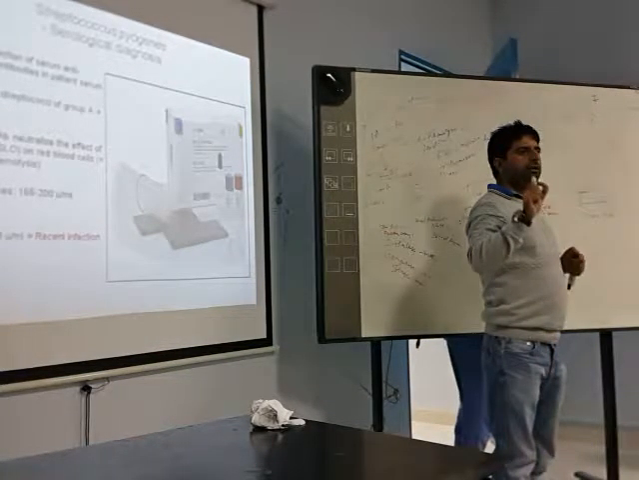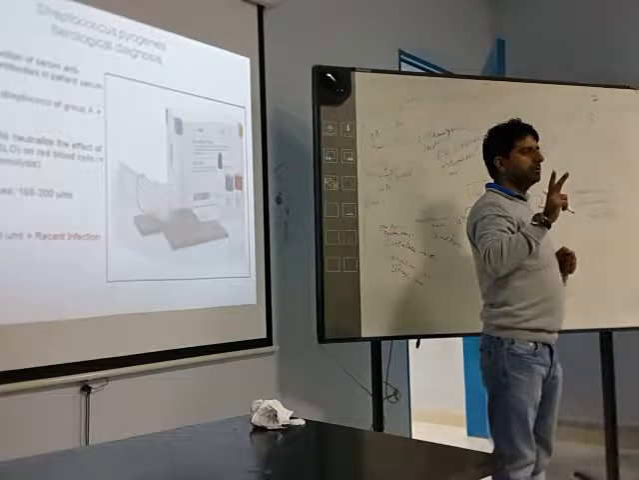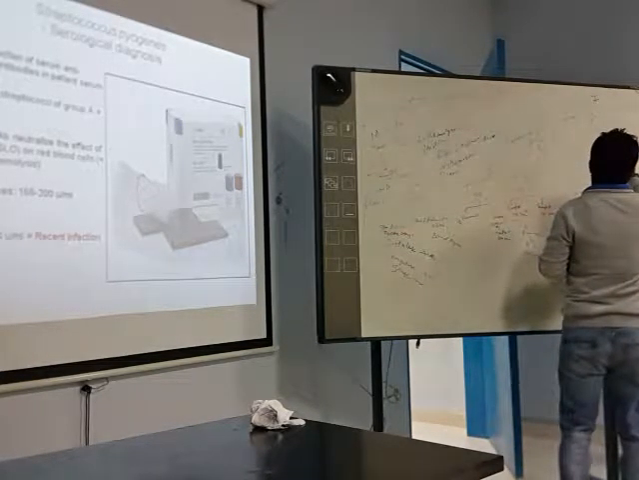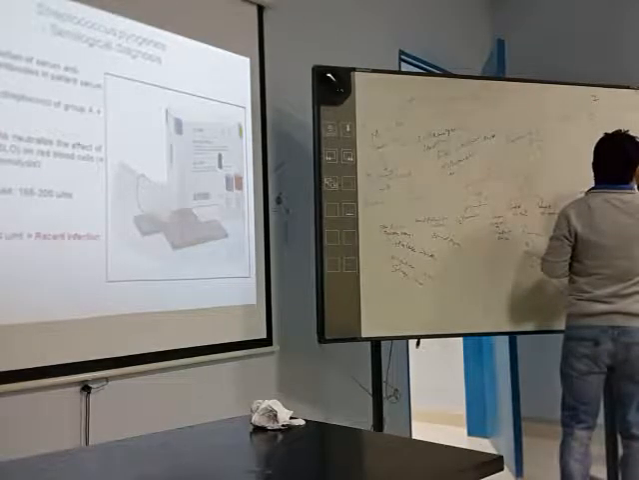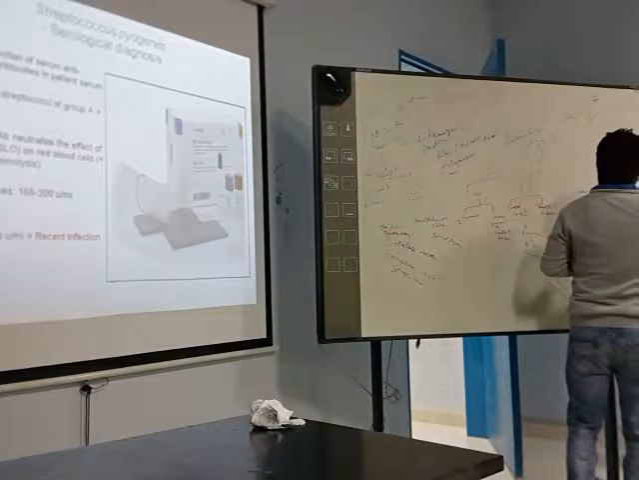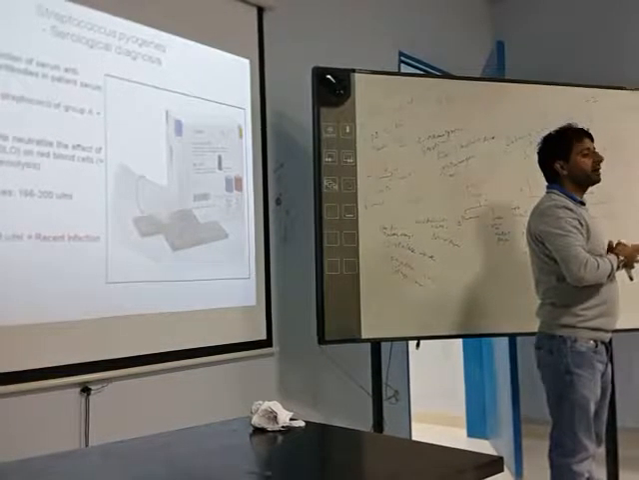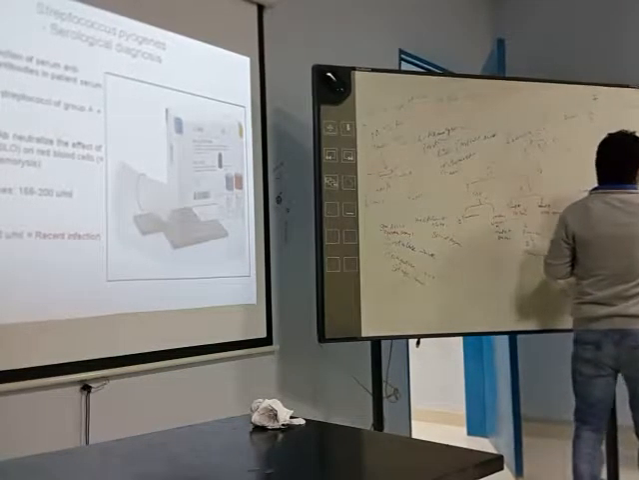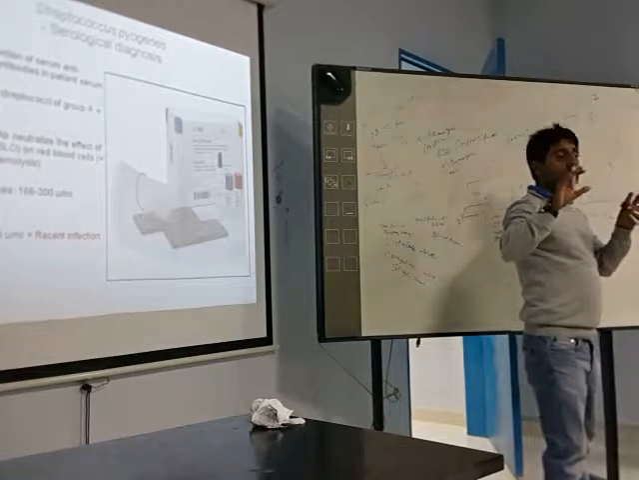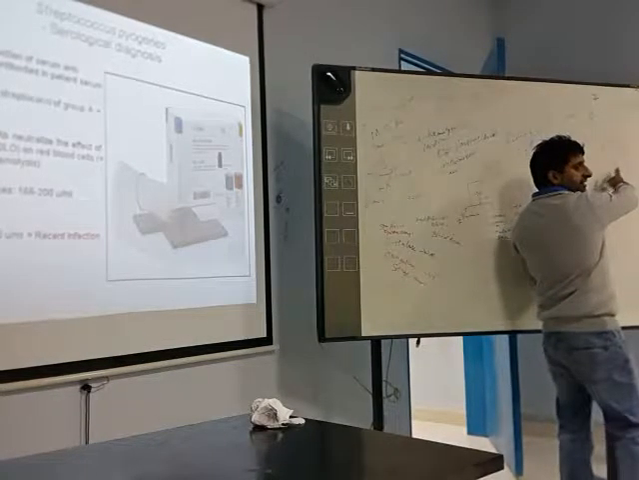Streptococcus pyogenes, when it is present inside the body, produces two types of toxin: S and O. What is O? Oxygen labile. One is S and another is O.